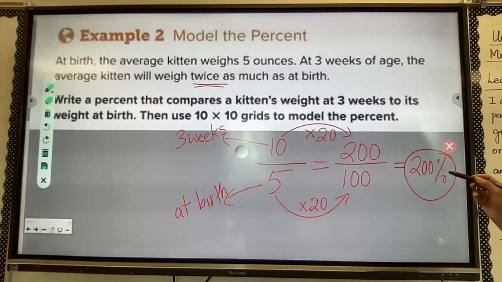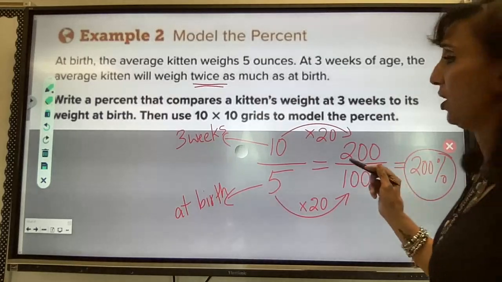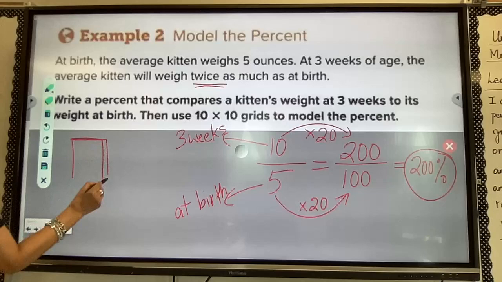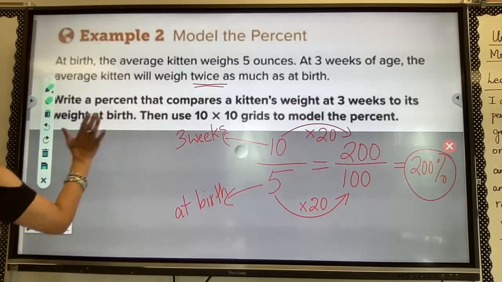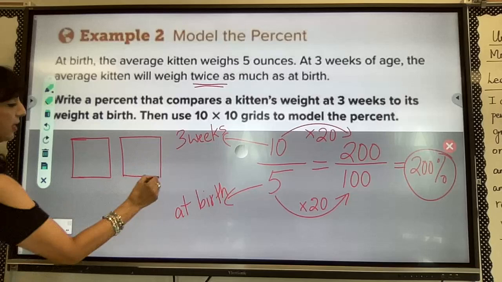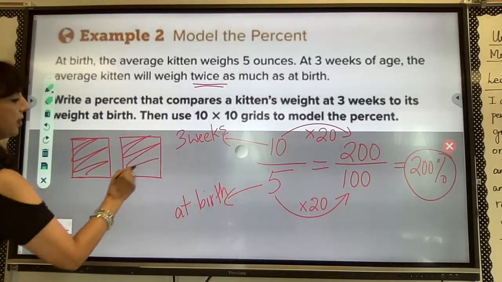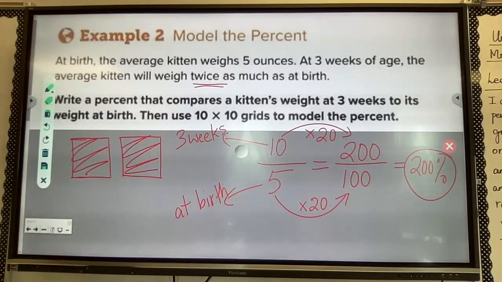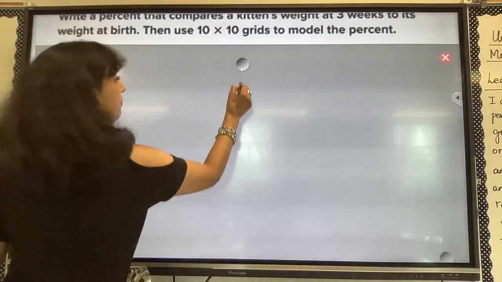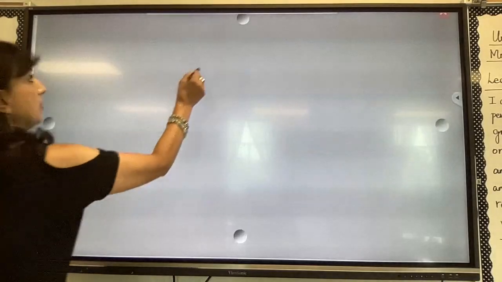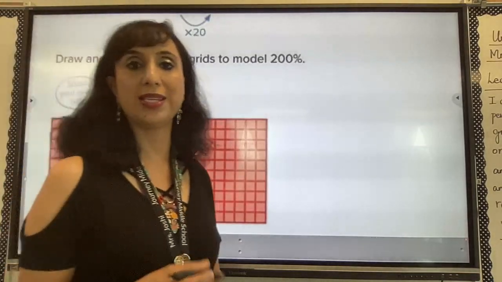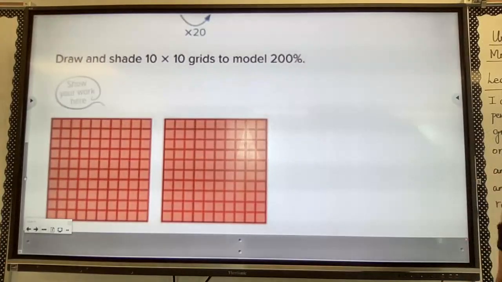Okay, so 200% is how much this kitten has grown, and all we're going to do is draw a 10 by 10 grid. So let me just show you the example. I mean, I can draw it out literally. It's like 2 whole grids, which will be 10 by 10, and if it's saying 200%, literally the whole thing is shaded in. Okay, the whole thing is shaded in. So let me quickly show you what this will look like if I was drawing it out. There you go. So look, 2 whole grids because we said that this is 200%.